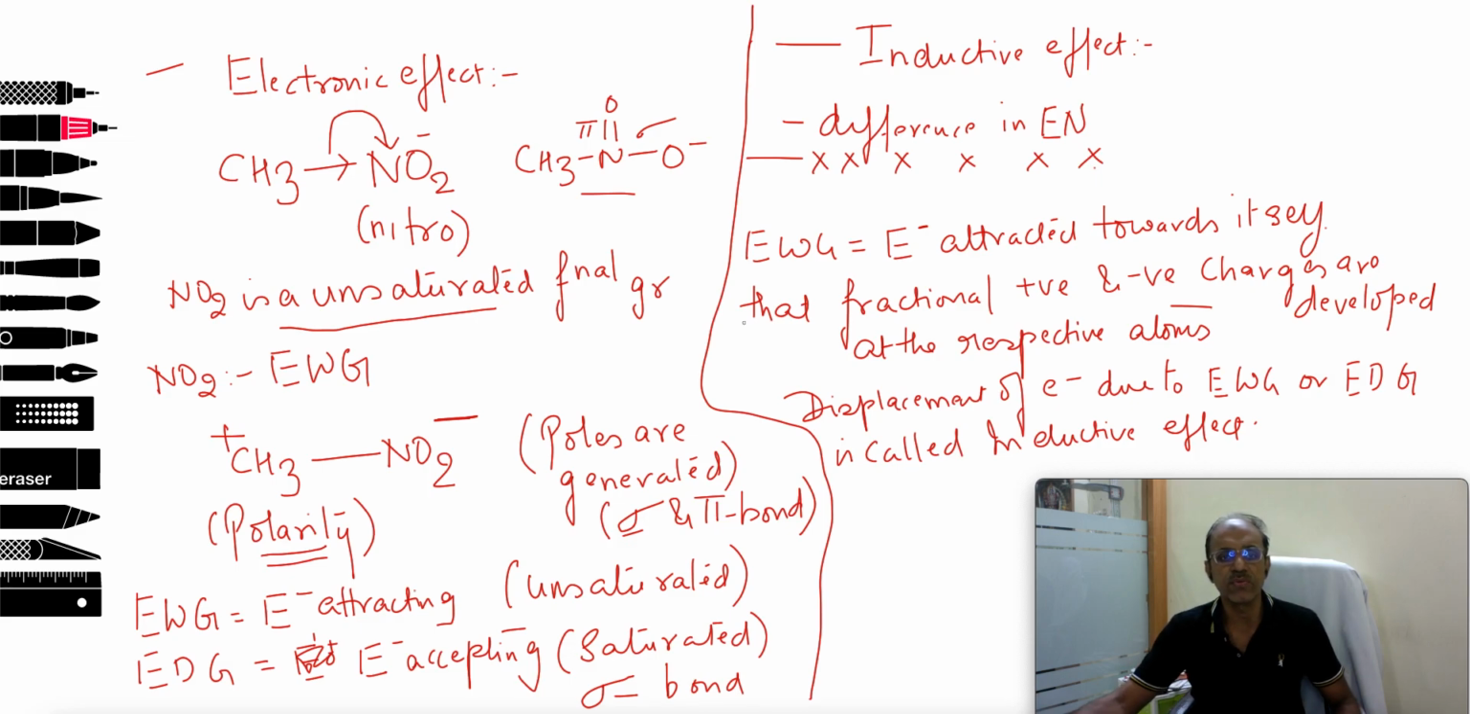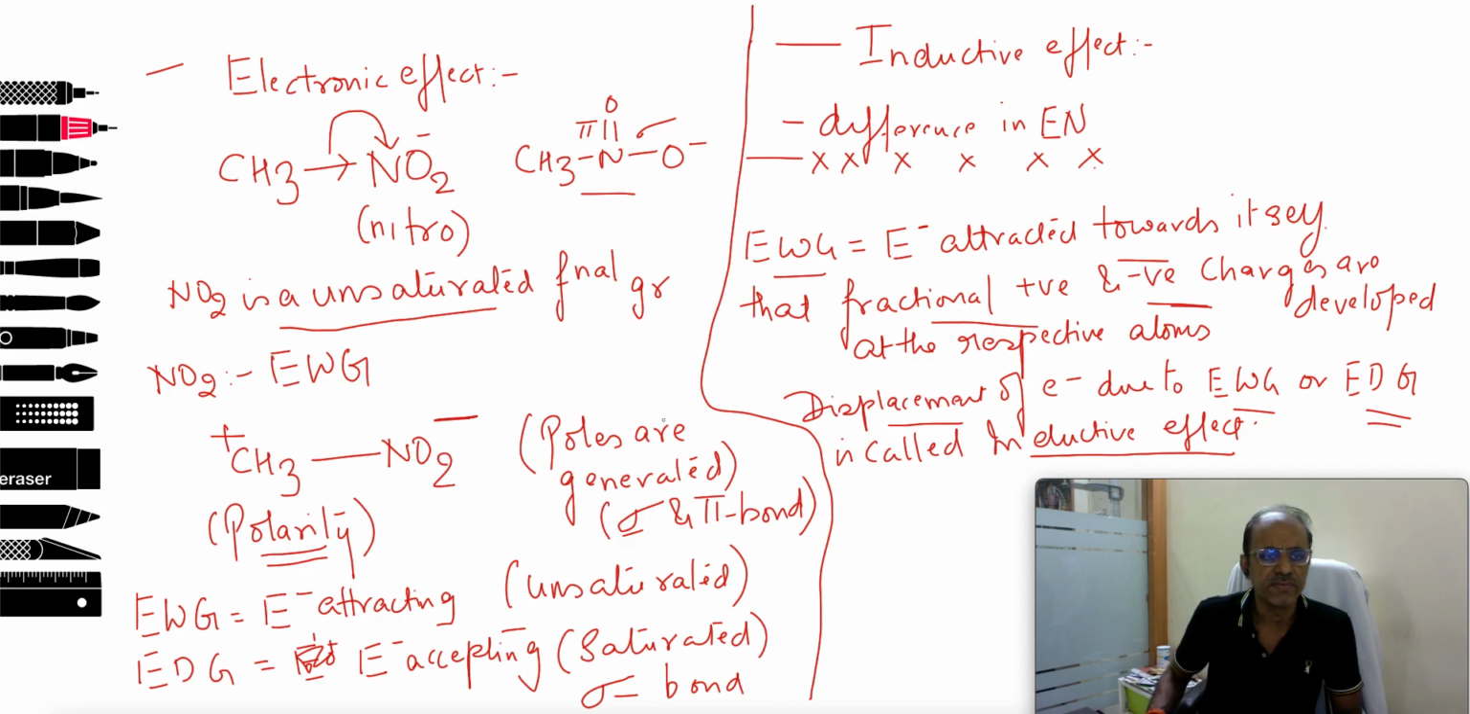Right? Make a note of it. Electron withdrawing group is electron attracted towards itself. So fractional positive or fractional negative charges are developed. That means, in short, we can say it's polarity at the respective positions. And this displacement of electrons due to electron withdrawing group and electron donating group is called inductive effect. Right? We'll move further now.